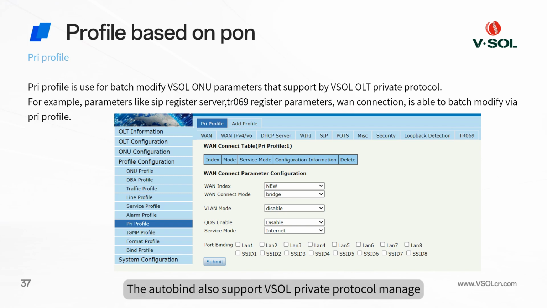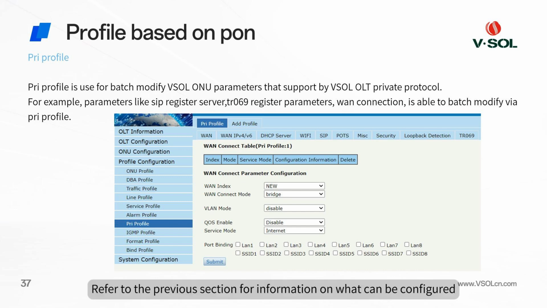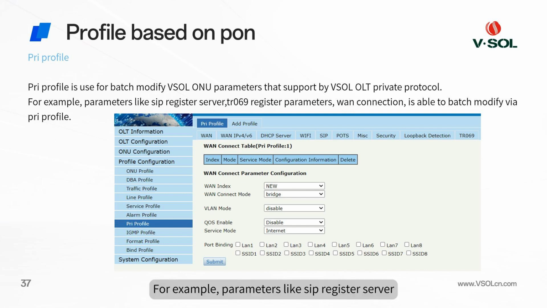The Autobind also supports VSOL Private Protocol Manage. Refer to the previous section for information on what can be configured. We can use the PRI profile to modify VSOL ONU parameters. For example, parameters like the SIP register server, TR069 register parameters, and WAN connection can all be batch modified by the PRI profile.